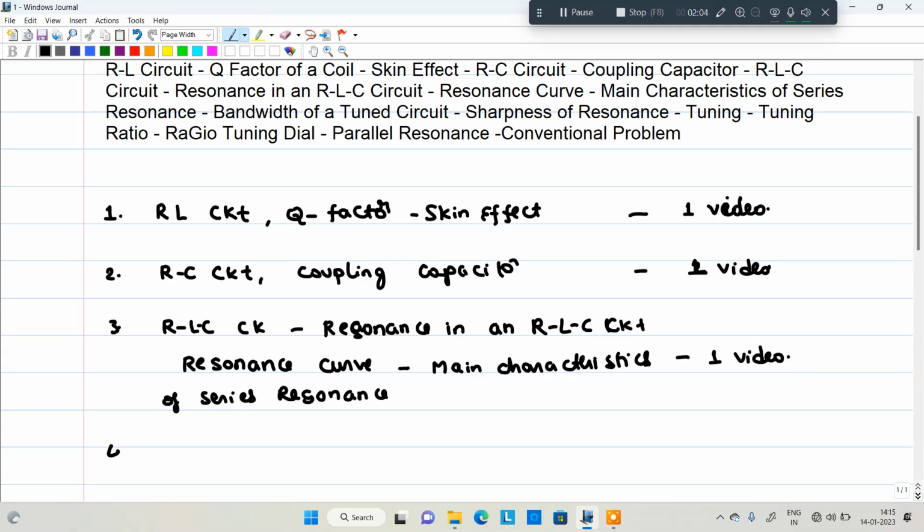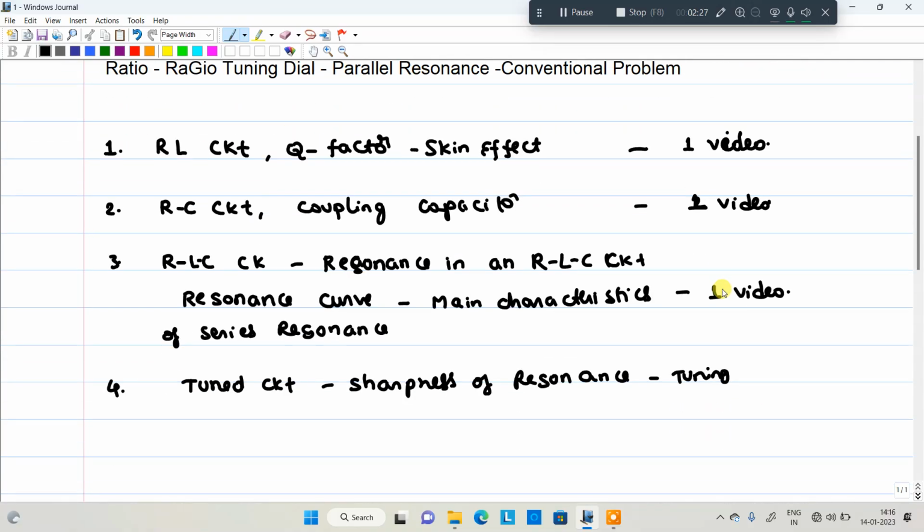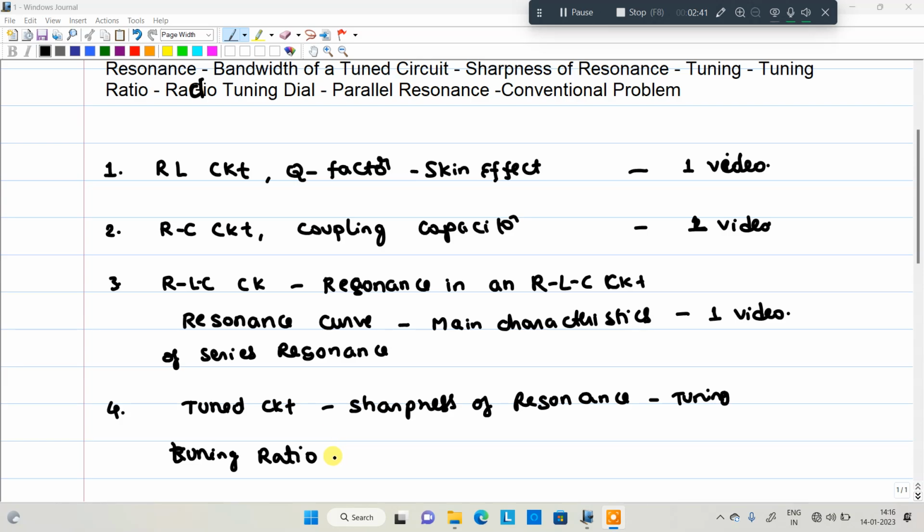Next, another video, the fourth one, covers the bandwidth of a tuned circuit and the sharpness of resonance and tuning, as well as tuning in radio and the radio tuning dial. This is one more video.